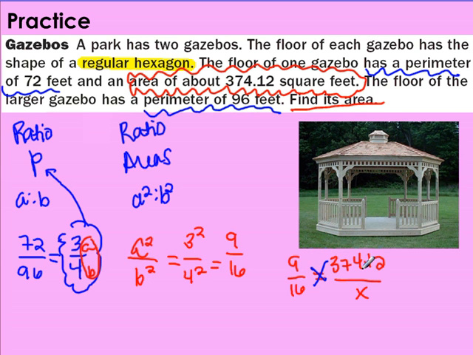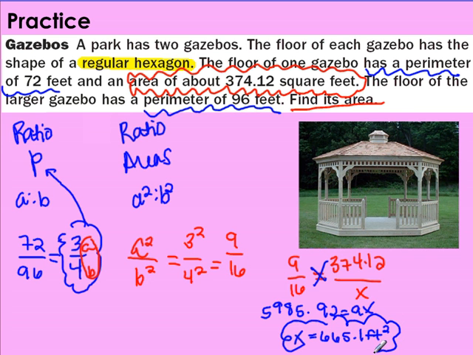16 times 374.12 will give us about 5,985.92, and that'll be equal to 9x. And when we divide by 9, we will end up with 665.1 feet squared. So we can say that the larger gazebo has an area of 665.1 feet squared.